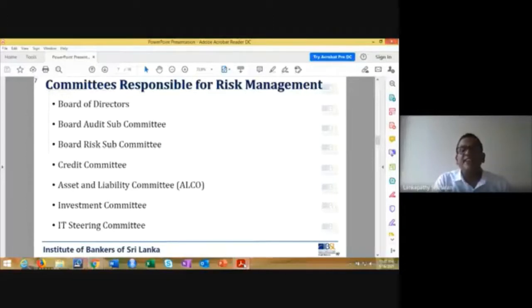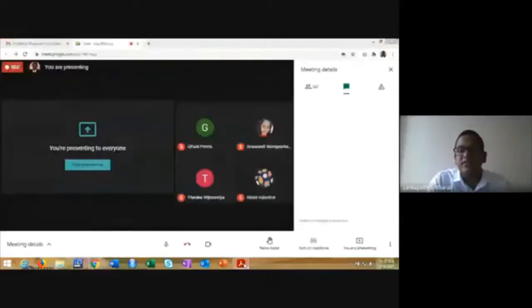Why is the IT steering committee responsible for risk management, or which area of risk management? Can someone answer that? Whether the IT steering committee is responsible for risk management, and if so, what type of risk are they managing? Can someone answer the question? The IT steering committee manages which sort of risk? Yes, technology risk, and particularly the operational risk.